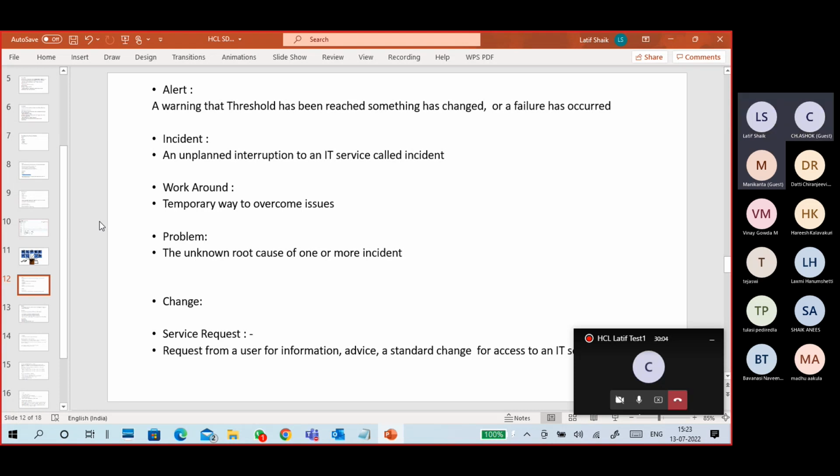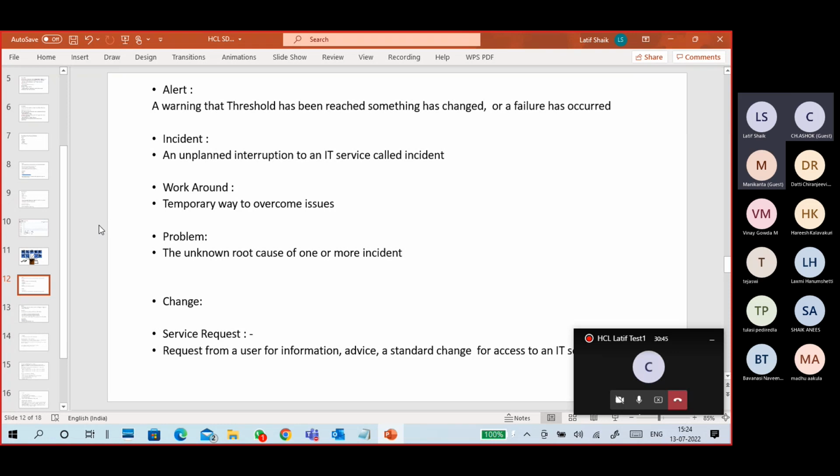Unknown root cause of one or more incidents. So an incident is coming again and again, or we don't know why this particular incident is coming, or maybe 3-4 systems fail, or maybe 10 computers are not getting internet. So there is some root cause. One system is not getting internet, maybe because of that system or its connection. If 10 systems are not working, 10 incidents occur, so there is a root cause. Find the root cause and solve it. If any changes are required, make the changes, then the problem will be solved. Once the problem is solved, you won't get the incidents again and again.